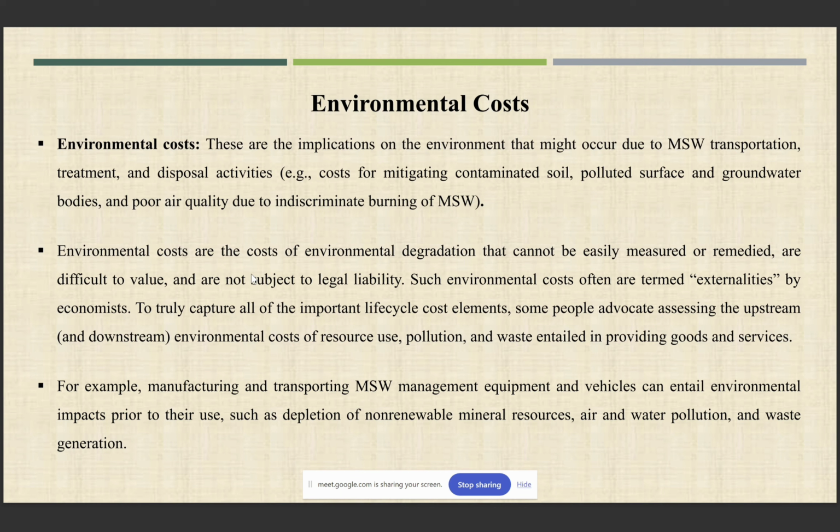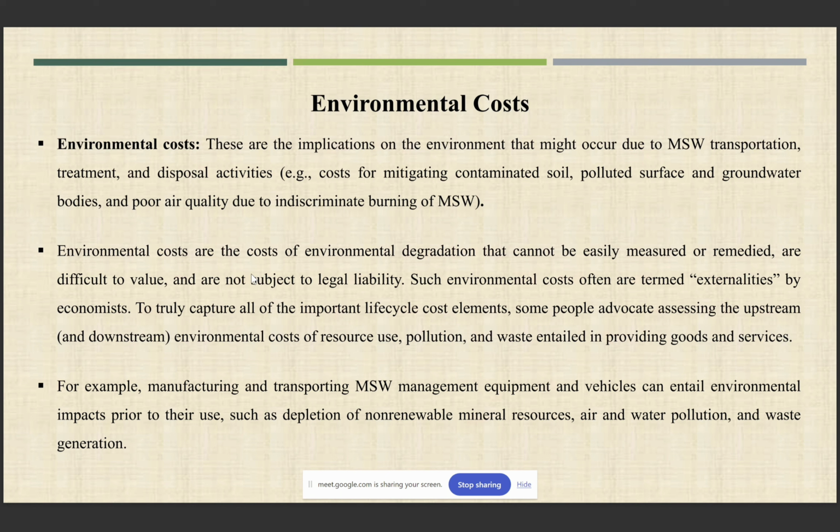So these are the implications on the environment that might occur due to municipal solid waste transportation, treatment, and disposal activities. During transportation, treatment, and disposal, whatever pollution we are causing will be covered in this, like cost for mitigating contaminated soil, polluted surface and groundwater bodies, and poor air quality due to indiscriminate burning of municipal solid waste. So all these will come under the environmental cost.